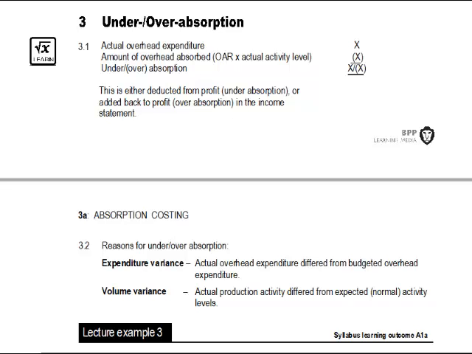In section 3, we're going to look at over and under absorption. If you recall, when we worked out our overhead absorption rate, what we did is we took our best estimate of what our overhead expenditure was going to be and our best estimate of what our activity would be. Now that might be units, it might be hours, either labour or machine hours. What we then do as we go through the period is we absorb overhead based on that overhead absorption rate, and we apply the actual activity level to it.